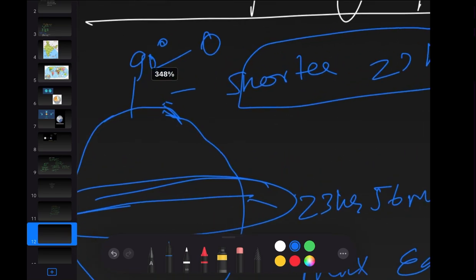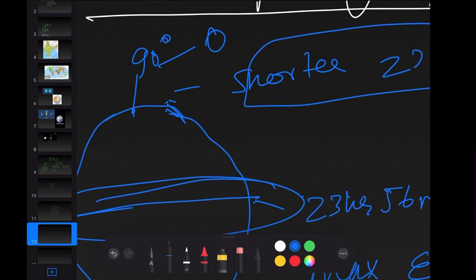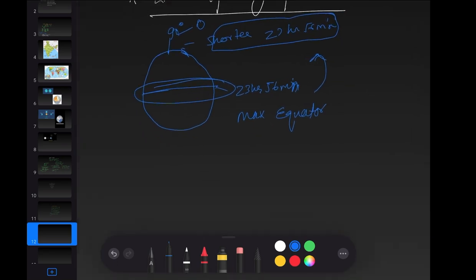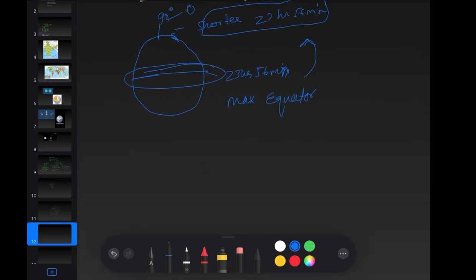Well, as you know, it has to cover a much smaller area there. This is linear speed of rotation. Linear speed of rotation is equal to distance covered upon time taken.